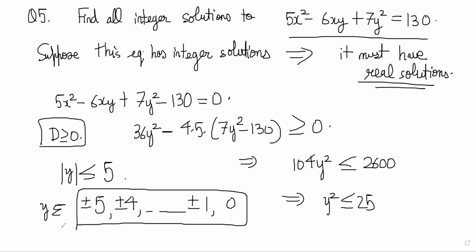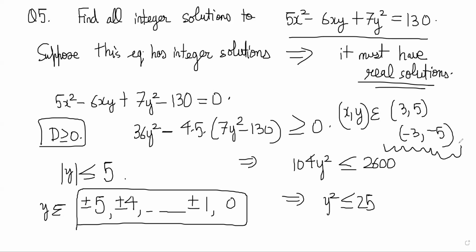So once we have an inequality or a bound on y, we can now just check different values of y, put it in the original equation, and you can deduce easily that the only solutions are 3 and 5 and minus 3 and minus 5 for x and y. These are the only two values that will satisfy the equation. So that is another way to decide how many solutions there are, because we got an estimate on y based on our discriminant condition.